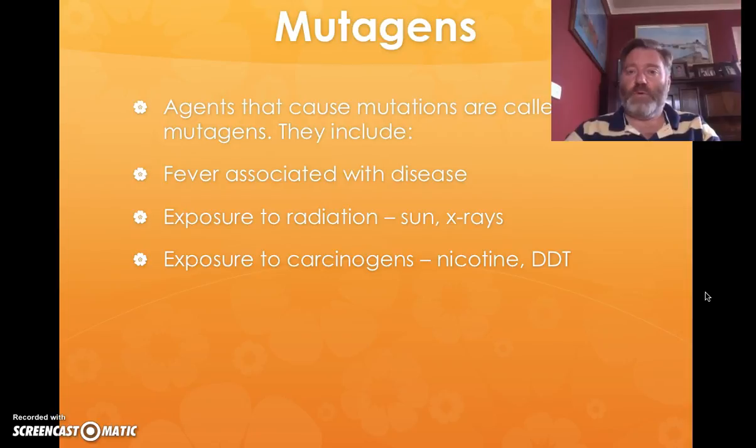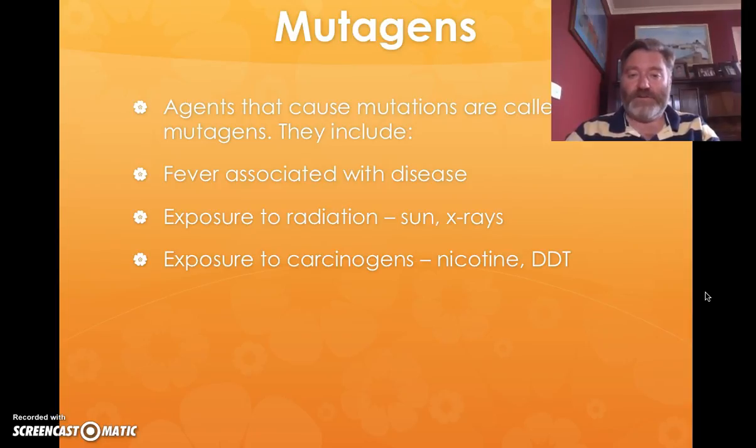What sort of things cause mutations? What sort of things are mutagens? Well, fever will cause mutation. So if you've got a really nasty disease and it's causing excessive fevers, then you may well cause mutations.